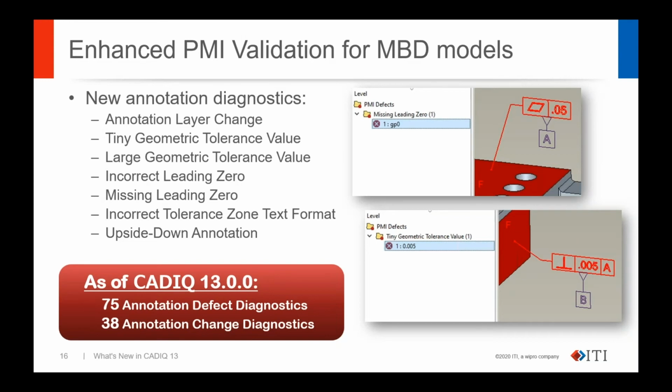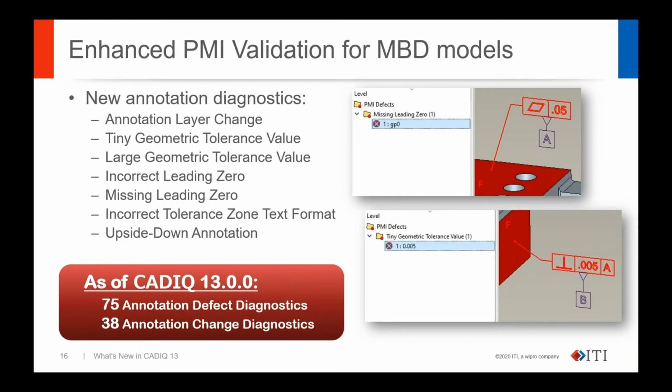Here in CADIQ 13, we've got a handful of new annotation-based diagnostics, some that will check for geometric tolerance values, whether they're too large or too small beyond the thresholds that you configure. A couple of examples also is looking for leading zeros. That's just a convention based upon whether you have inch or millimeter units. You should have the standards define whether you need to have a leading zero before the decimal point or not. So those are the kinds of things that CADIQ can check as new diagnostics.